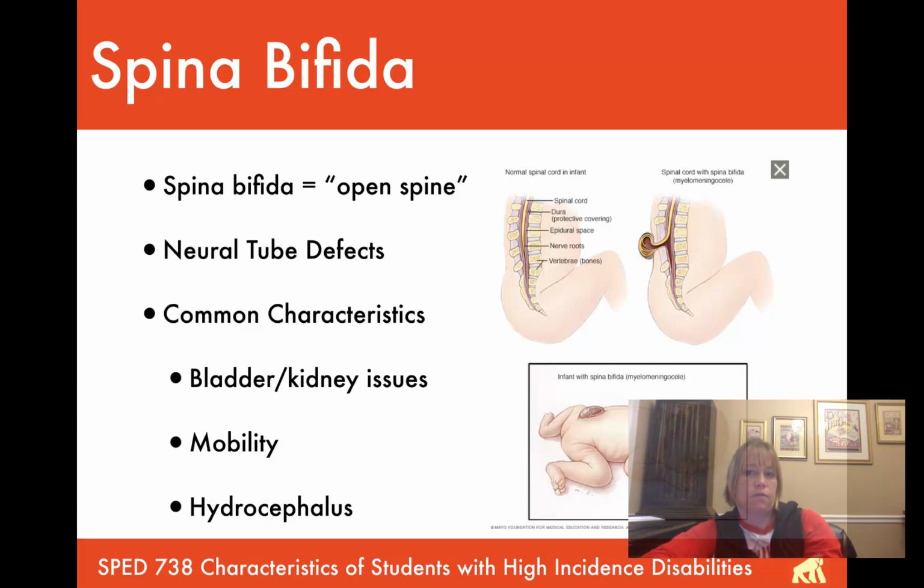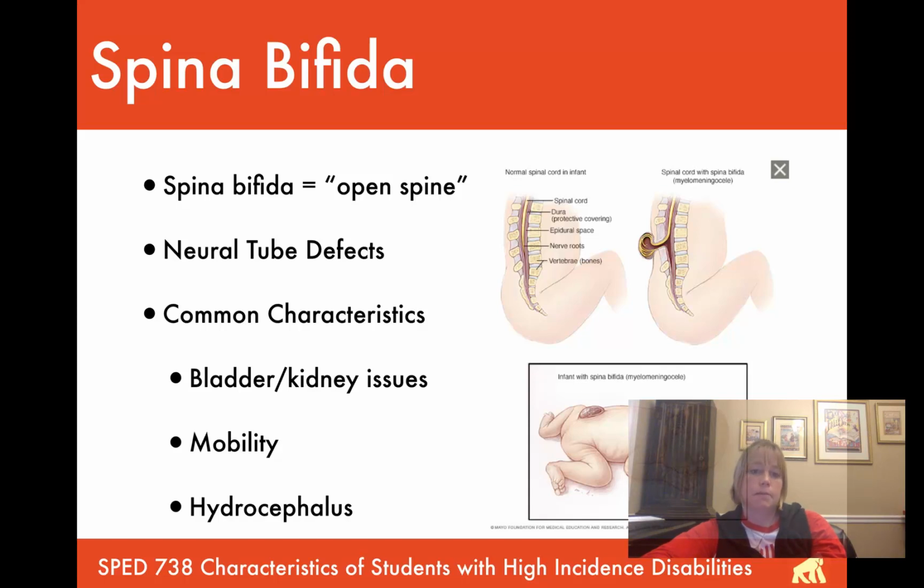Typically kids that have spina bifida, that's going to be more in the lower back, but it can occur higher up in the spine. And their characteristics, their disability, is impacted by how high up in the spine that occurs. So the higher up it occurs, the more progressive those characteristics in their disability are. Some common characteristics that students with spina bifida have are some bladder and kidney issues, connected to the spinal cord there, and some of the nerves that are impacted.